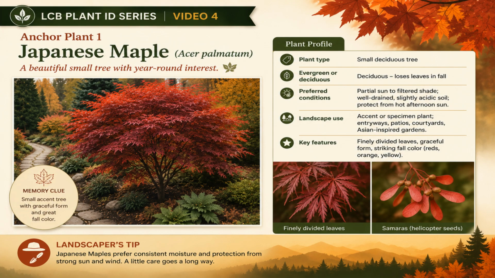It's often used as an accent or specimen plant, meaning it is planted where its shape and color can become a focal point. Japanese maples are known for their graceful branching, finely divided leaves, and excellent fall color. Many varieties do best with morning sun, and some protection from intense afternoon heat. Your memory clue is, Japanese maple equals small accent tree with dramatic fall color. When you see a question about a beautiful tree for a smaller space or a strong focal point, Japanese maple may be a good answer.